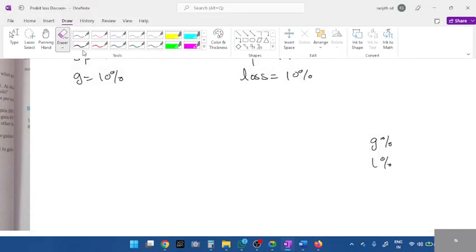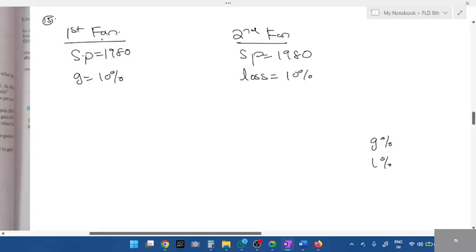Okay. Look at the screen, students. Stop writing. Now I'll explain. First fan, second fan. We need to find gain and loss. What is gain or loss formula, students? What is gain? Gain by CP into 100. If you want to find gain, what is gain formula? Very good. SP minus CP. What do you mean by this, students?